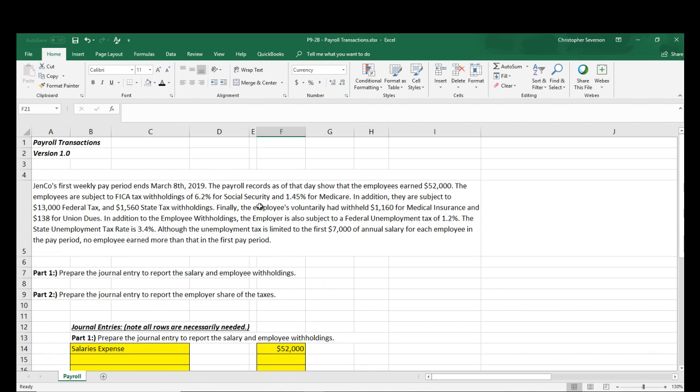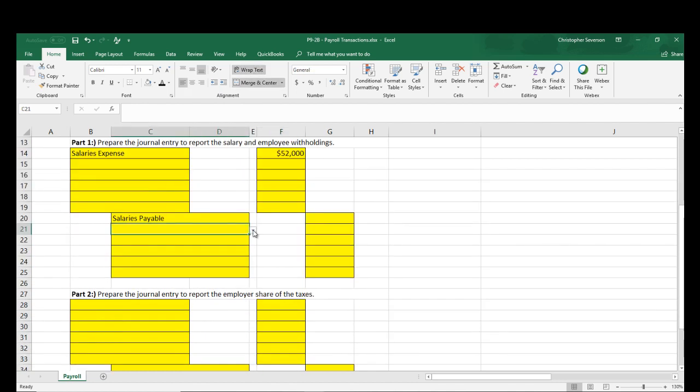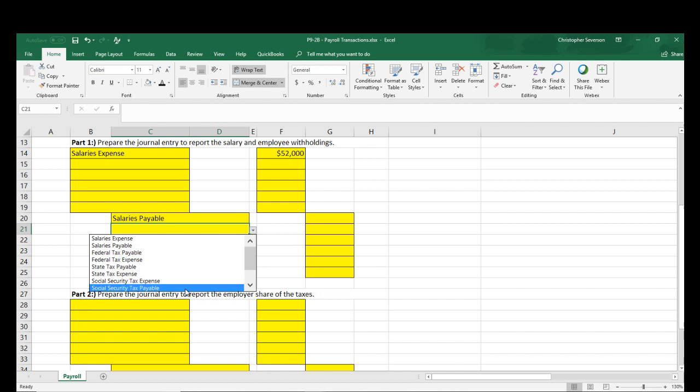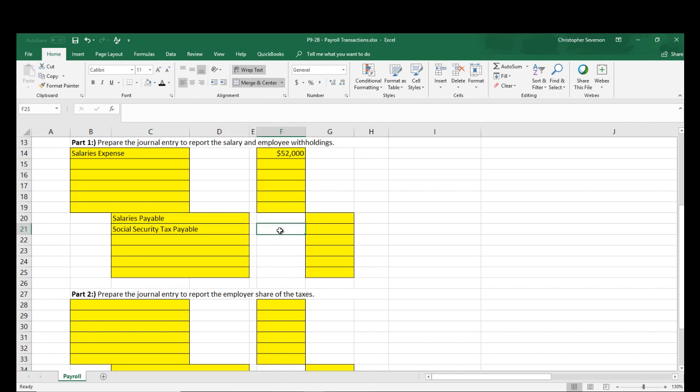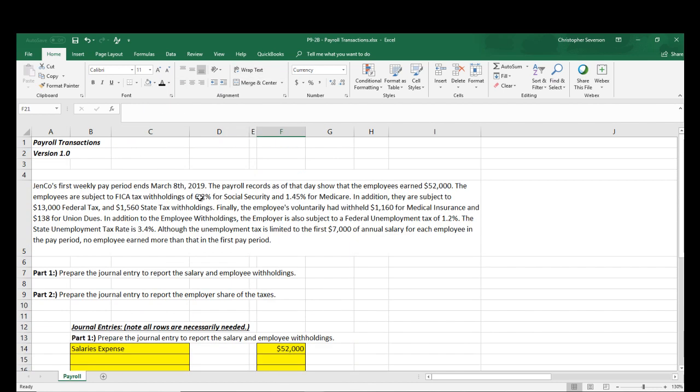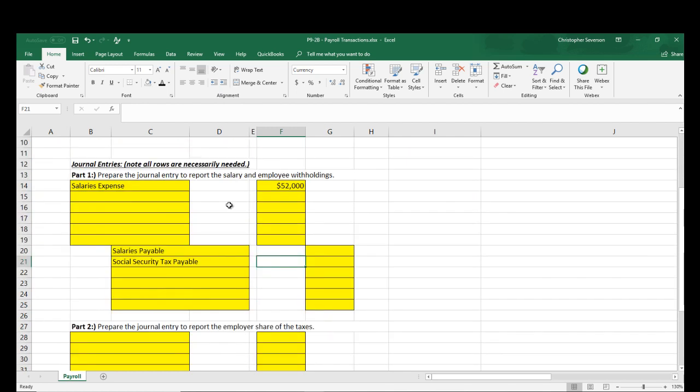We have Social Security. This is a payable. It's not an expense of the company. It's a payable. So Social Security is payable. That's 6.2%. Just the employee's share is all we're reporting here in Part 1. So 6.2% of this $52,000. That should actually go down here.